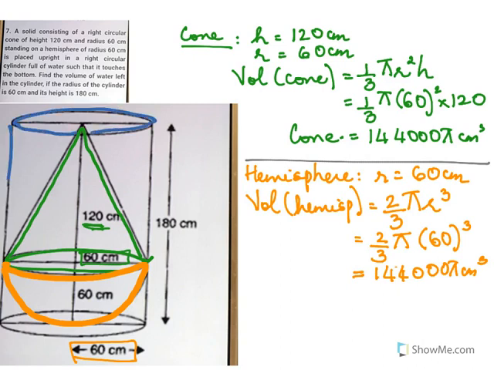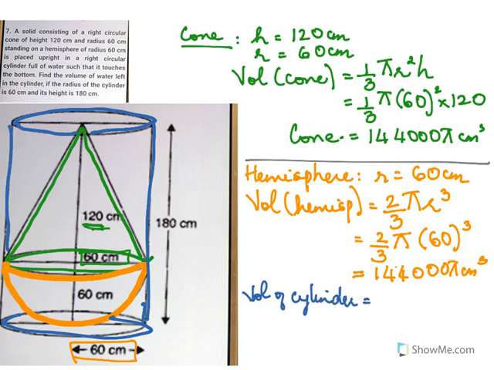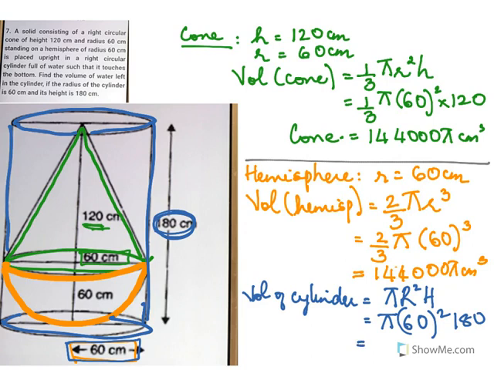We have a third figure, and the third figure is the volume of the cylinder, the entire cylinder. So we go to volume of cylinder, which is pi r square h. We keep pi here. The r of the cylinder is also 60. All three of them have the same radius, 60 square. However, the h of the cylinder is 180. So 180, and we work this out as 648,000 pi centimeter cube.